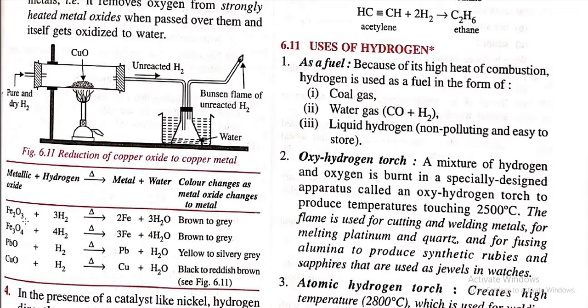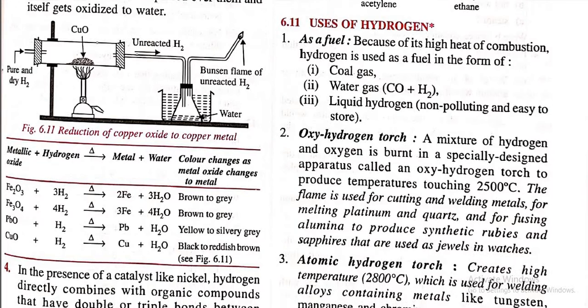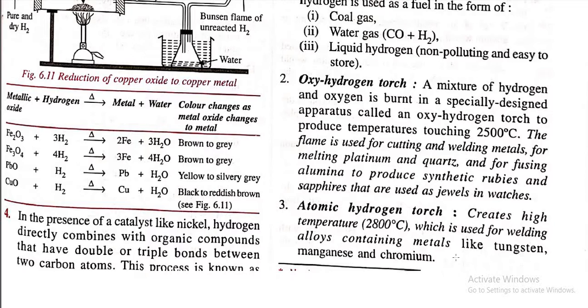Fe2O3 plus hydrogen will give you iron, Fe, plus water. That means this iron oxide will get reduced to iron. Similarly, Fe3O4 reacts with hydrogen to give you Fe plus 4H2O. If you have got lead oxide, when you treat with hydrogen, it will be reduced to lead, Pb, and copper oxide to copper.